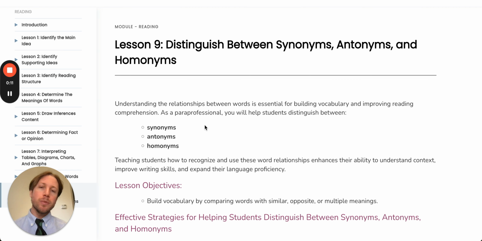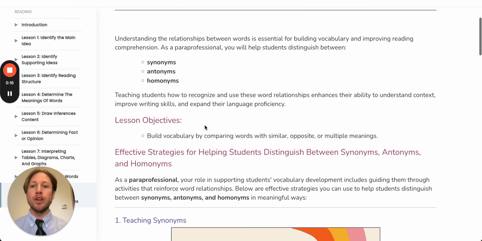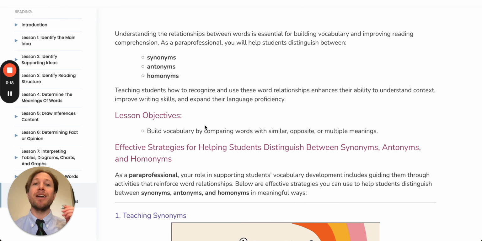Now, in order to become a paraprofessional, you're going to be working with students who haven't yet figured out the difference. And now I'm sure that you have, but in this lesson, we're going to be talking about effective instructional strategies that you're going to want to be on the lookout for on your test so you can select the right answer. So without further ado, let's begin.